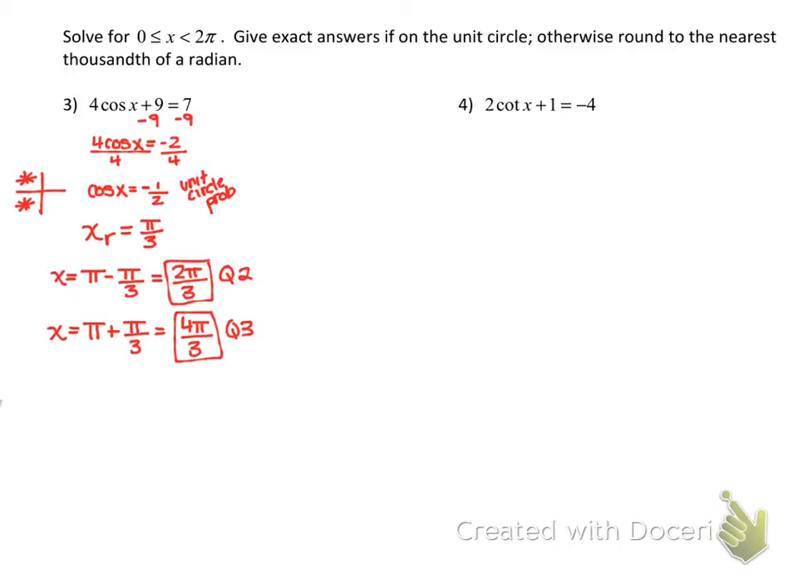In number 4, the first thing we need to do is subtract 1. 2 times cotangent of x equals -5, and now we're going to divide by 2. So we isolated cotangent, and it's equal to -5/2. So this is going to be a calculator problem, because on the unit circle, cotangent is never -5 over 2.